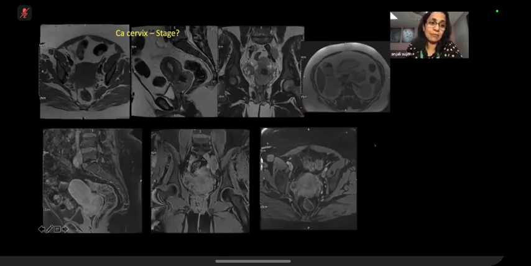Now, by pelvic side wall involvement, what we mean is, if the tumor infiltrates to within 3 millimeter of the pelvic side wall, which involves the obturator internus muscle or the internal iliac vessels or the levator ani muscle or the piriformis, any of these structures which form the pelvic side wall, if the tumor is within 3 millimeter of the pelvic side wall structures, then we call it pelvic side wall infiltration. Okay, so this is a stage 3B tumor.